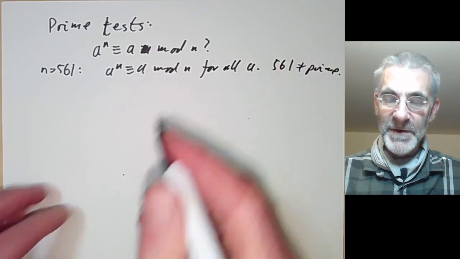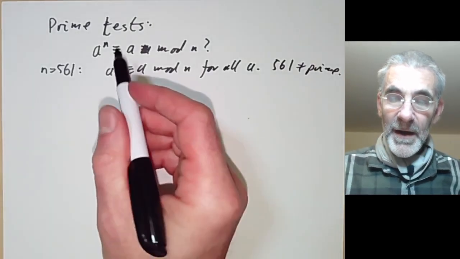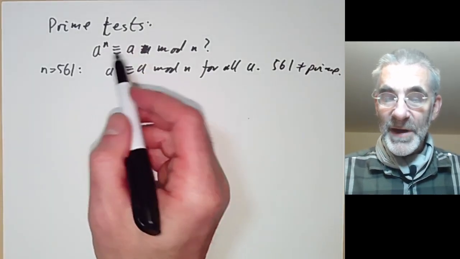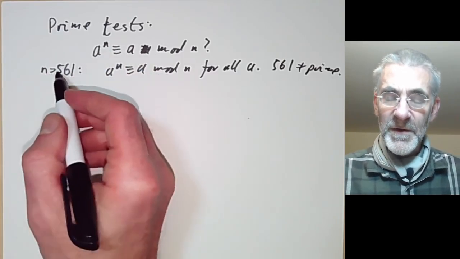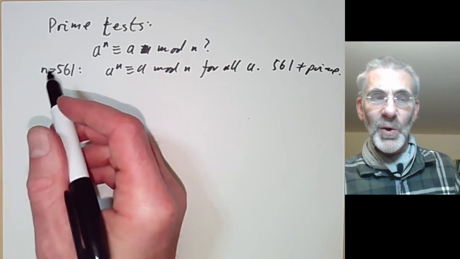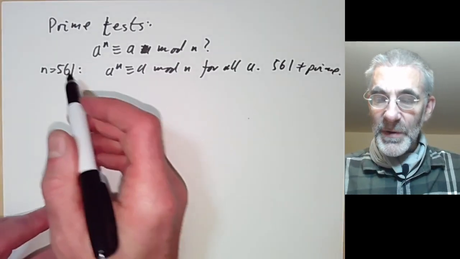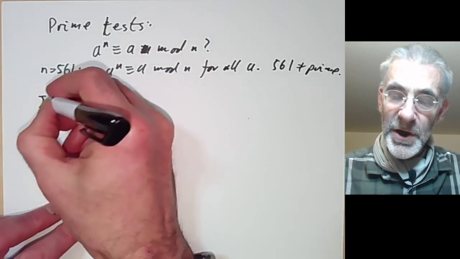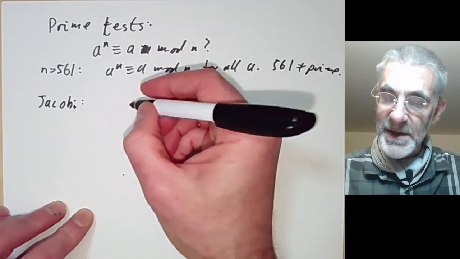Divisible by 3 for a start, and by 11 and so on. So the simple-minded application of Fermat's theorem doesn't really work for a few numbers. I mean, it works nearly all the time, but there are these occasional exceptions. And what we can do is improve this using the Jacobi symbol. So here we have a sort of Jacobi test.